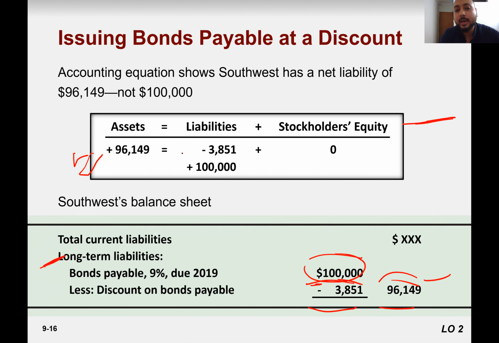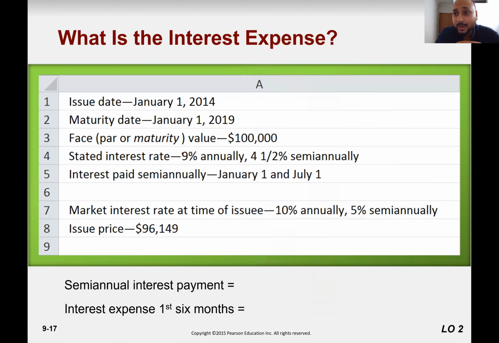Asset increased by 96, cash increased by 96,149, liability increased by 100,000, and liability decreased by 3,851. Net effect is the same. Right-hand side is equal to left-hand side. Now, because of two interest rates, our interest expense and our interest payment are going to be different.